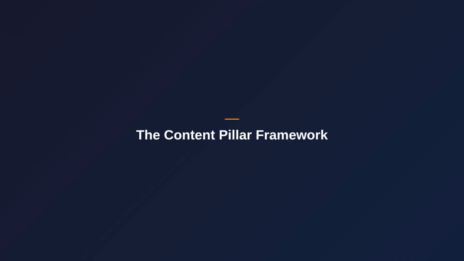Define 3 to 5 content pillars, broad themes that align with your expertise and audience needs. Every piece of content maps to a pillar. This ensures variety while maintaining focus. For a productivity channel: systems, tools, psychology, workflows, and reviews.